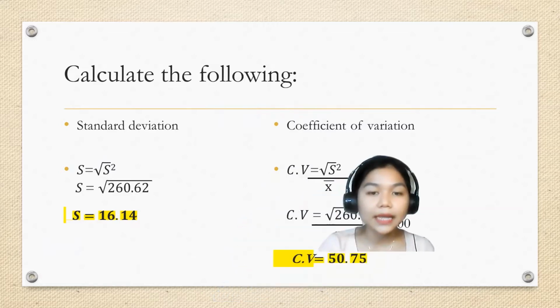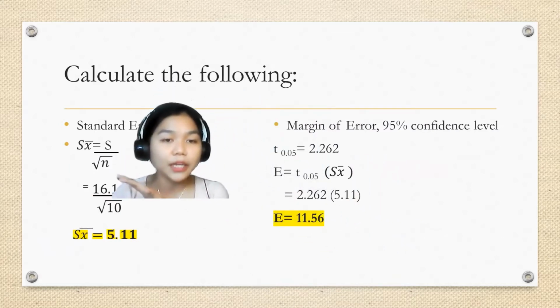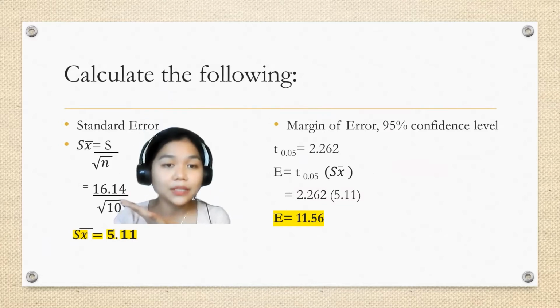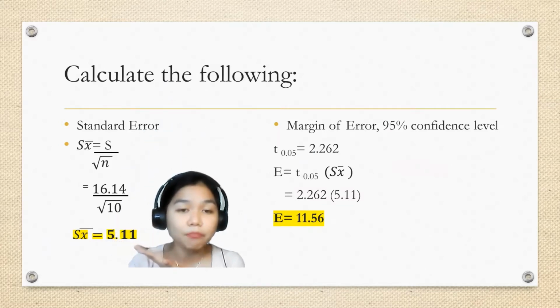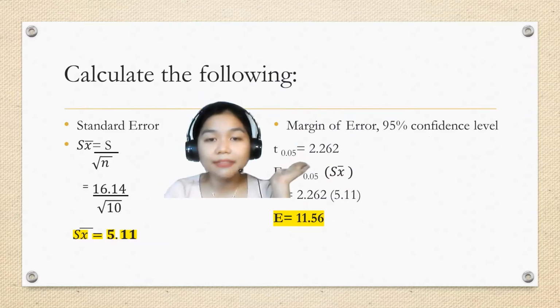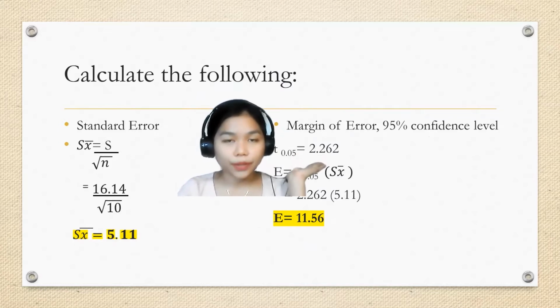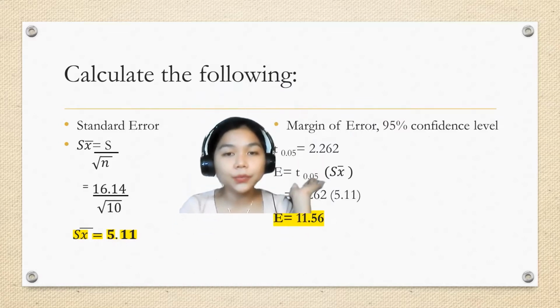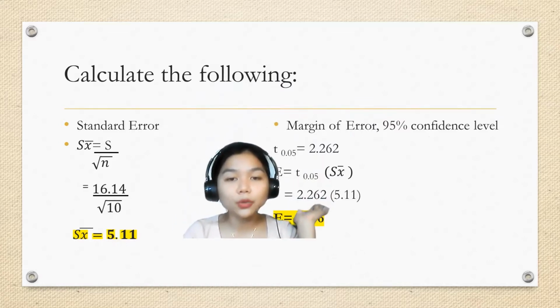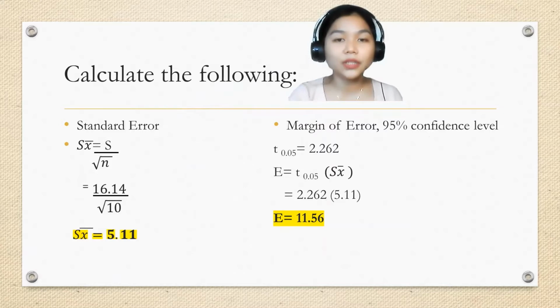50.75. Okay. Then to compute for the standard error, it is the standard deviation divided by the square root of n, or the sample size. So 16.14 divided by the square root of 10, the answer is 5.11. For the computation of the margin of error at 95% confidence level, t alpha 0.05 is equal to 2.262. Later on, we would know how we got the 2.262. So multiply this value by the standard error. So 2.262 times 5.11, which is the standard error, is equal to 11.56. So the margin of error at 95% confidence level is equal to 11.56.